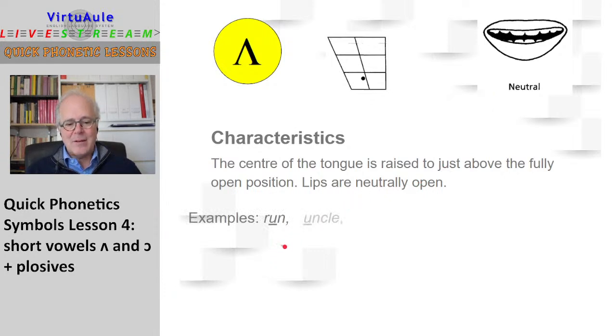Run, uncle, front, nourish, does, come, flood. So we have different ways of writing this symbol: the U, the O, the OU, the OE, also a double O sound.